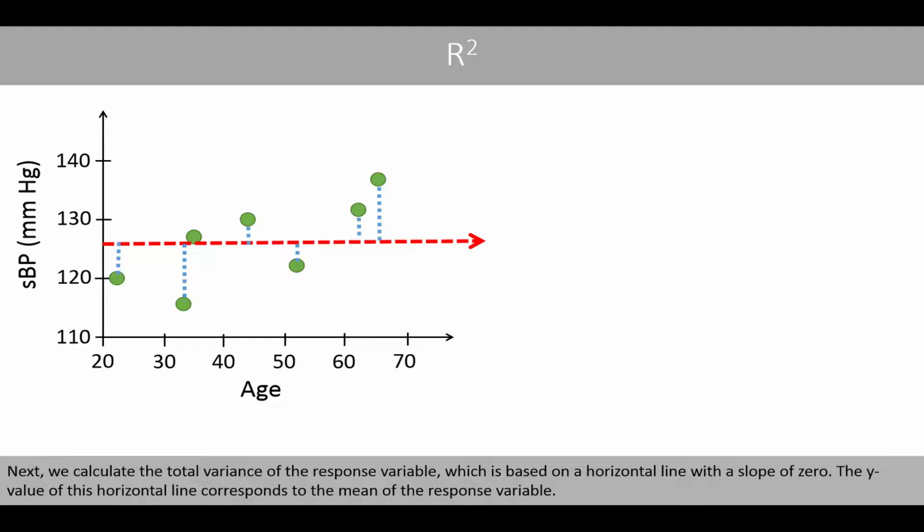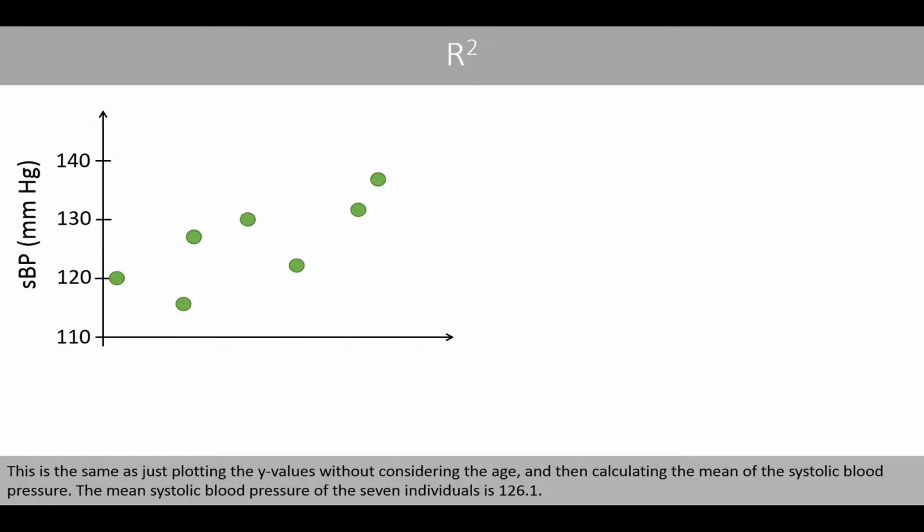Next, we calculate the total variance of the response variable, which is based on a horizontal line with a slope of 0. The y value of this horizontal line corresponds to the mean of the response variable. This is the same as just plotting the y values without considering the age, and then calculate the mean of the systolic blood pressure. The mean systolic blood pressure of the 7 individuals is 126.1.